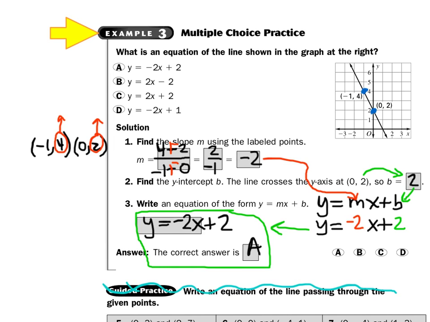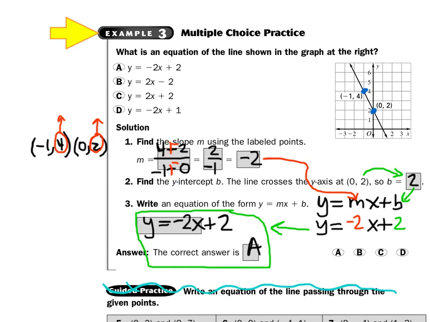Okay, take a look at example 3 with me. It says, what is an equation of the line shown in the graph at the right? So here they gave us this line, and they gave us 2 points on the line, (negative 1, 4) and (0, 2). So the first thing they want us to do is find the slope. So remember, I just used the coordinates they gave me, (negative 1, 4) and (0, 2), and I let the y's rise. So it was 4 minus 2 over, and the x's dropped down, negative 1 minus 0.